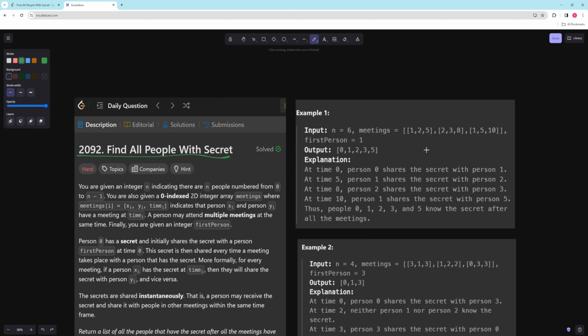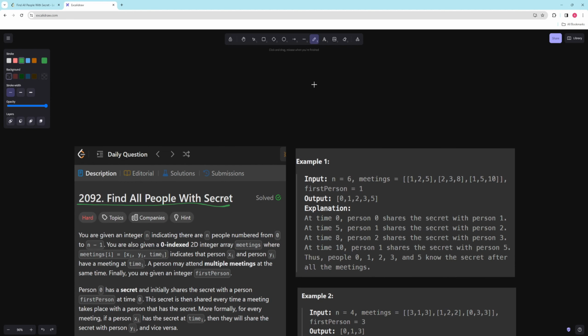So let's look at a couple examples where the times are all different, like this one, for example. Let's say we just had a problem where the meeting times are all different, and you're going to see this is really easy to do. So in this first example, the first person is 1, and remember person 0 knows the secret as well. So person 0 and 1 know the secret in the beginning.